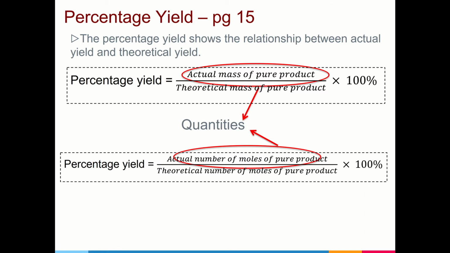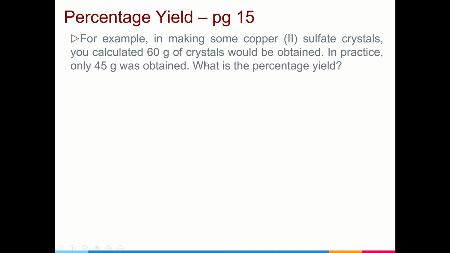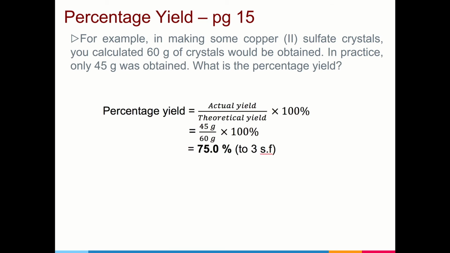So let's take a look. In this question, you are supposed to get 60 grams of crystals. So this 60 gram will be your theoretical yield. And then actual yield, you only get 45 gram. So percentage yield will be 45 divided by 60. Easy. So this is how you calculate.